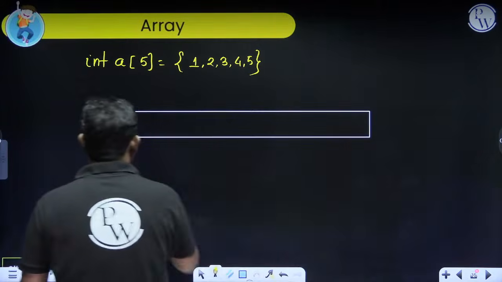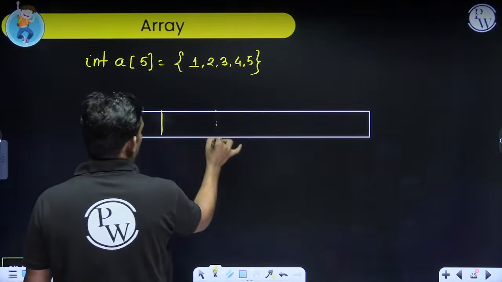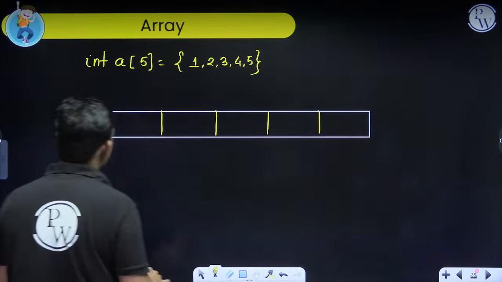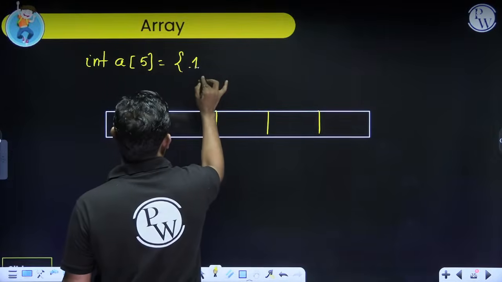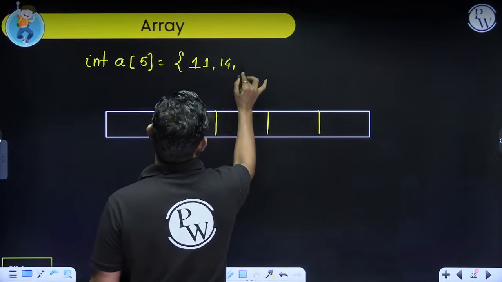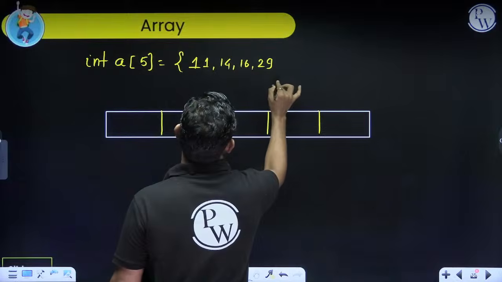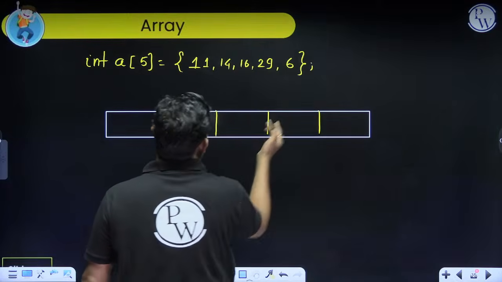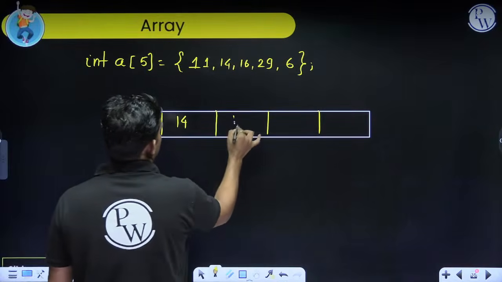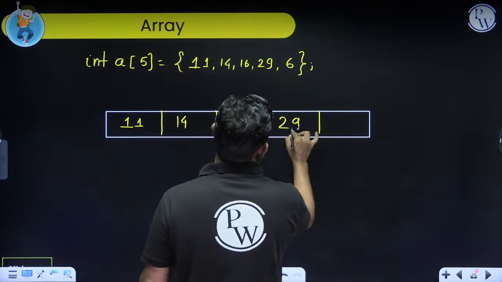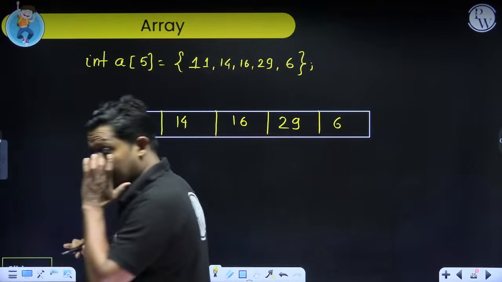Now, this is 1, 2, 3, 4 and 5, and suppose these elements are stored here in these cells. Let me take something like 11, 14, 16, 29 and 6, semicolon. Okay, now these are the elements 11, 14, 16, 29 and 6.